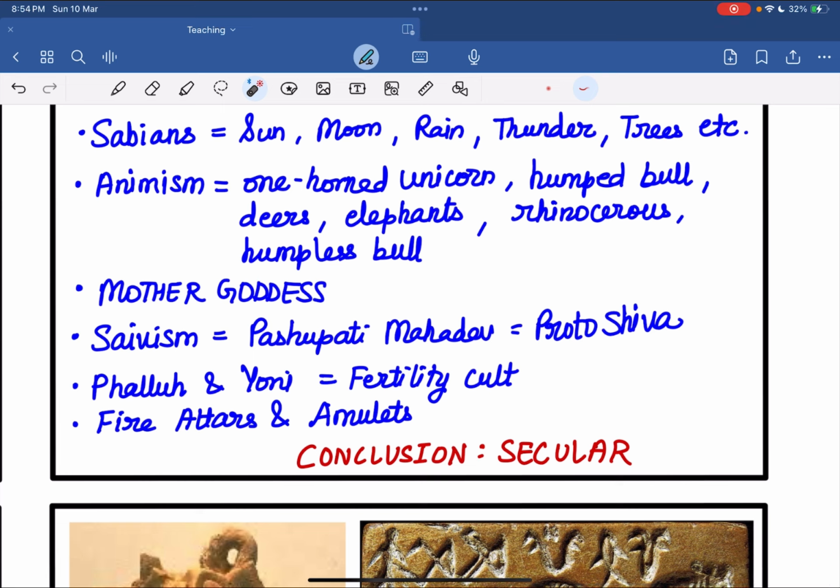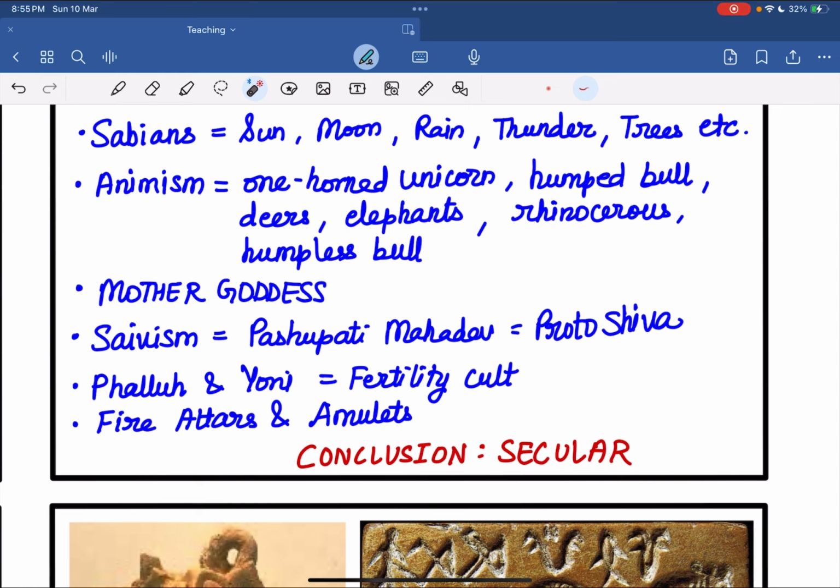Phalu is basically a male sex organ. Yoni happens to be a female sex organ. Combination of Phalu and Yoni is called a linga, which is an idol. So linga symbolizes fertility cult. At Harappa and Lothal again, we've excavated a dockyard as well from there, which is in Gujarat.